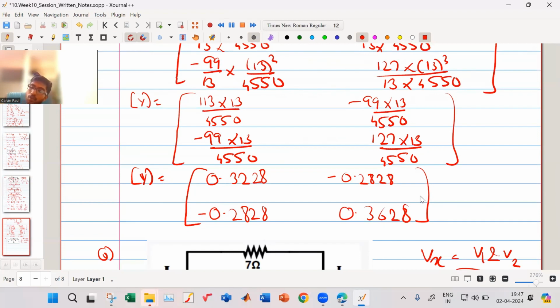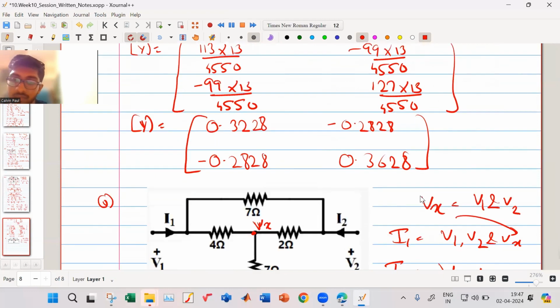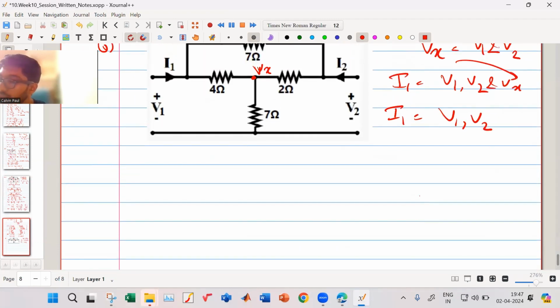If it is reciprocal in any parameter, if it is reciprocal in Z, it has to be Z12 equal to Z21. That is the condition, sir. Yeah, so it satisfies, then it is reciprocal because Z12 is equal to Z21.